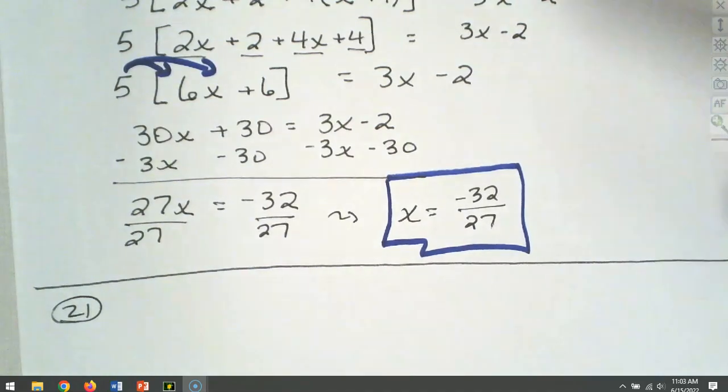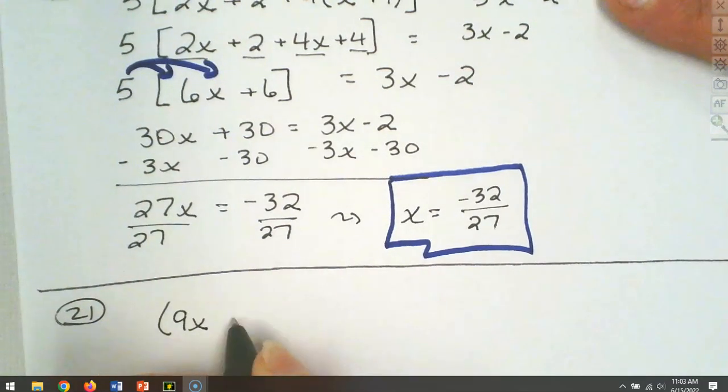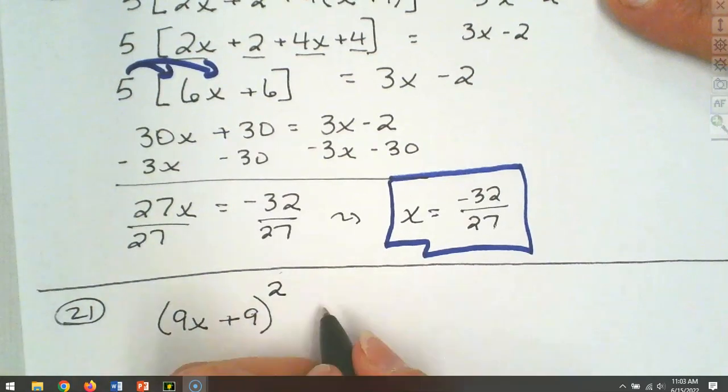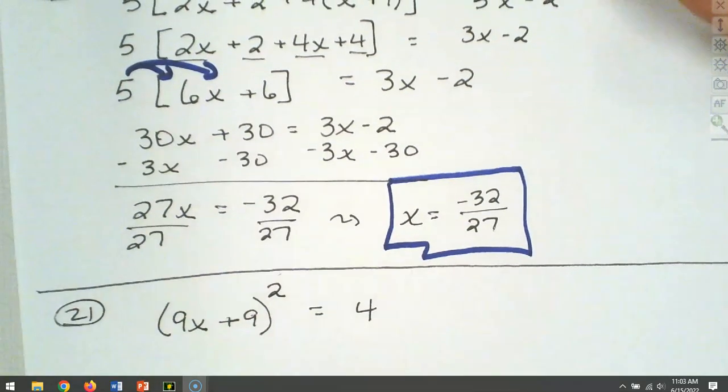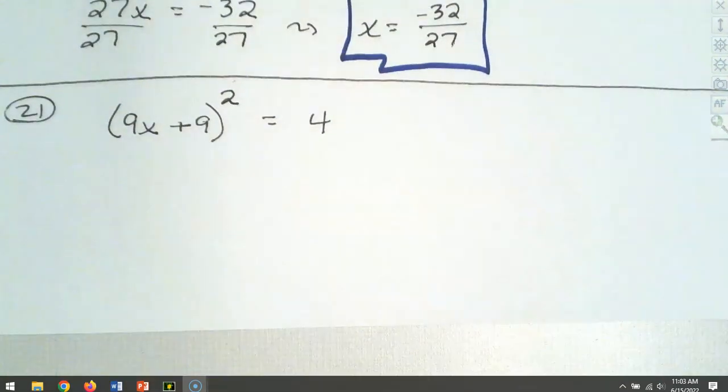Now, question 21, we've got 9x plus 9 quantity squared equals 4. What property would we use here? Can someone tell me what property we can use? Let's talk about the three that we have. Quadratic formula, square root property, zero factor. Which one?